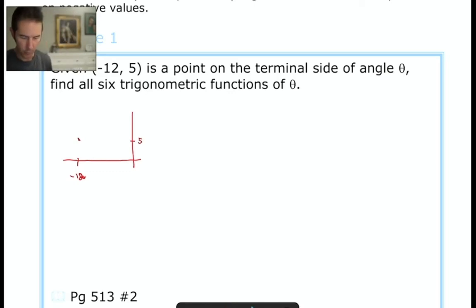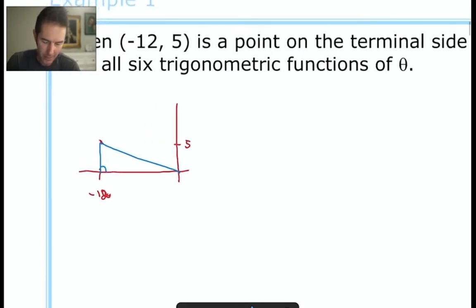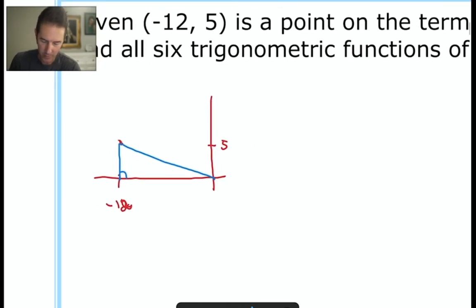And then you can draw in your radius out to that point, and drop your altitude to the x-axis, always drawing a line from the end of your hypotenuse to the x-axis, in order to create a little right angle there. And let's then go in and label these as actual side lengths. So this side has a length of negative 12. Vertical is positive 5. The negative really is telling us the direction, so the negative horizontal direction.